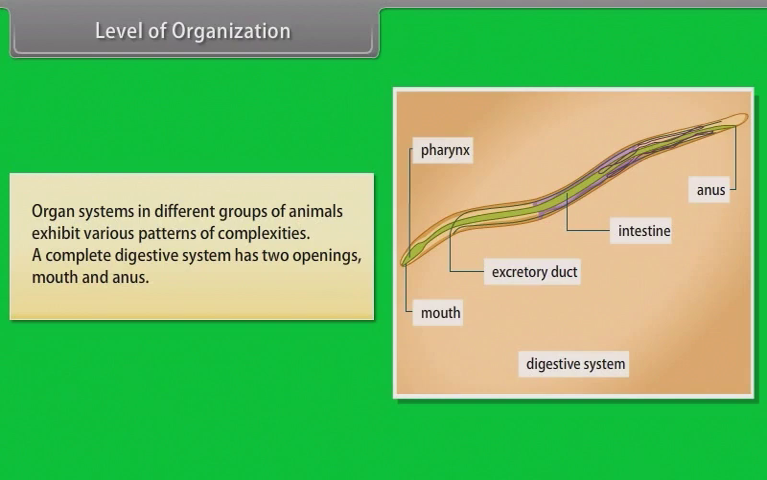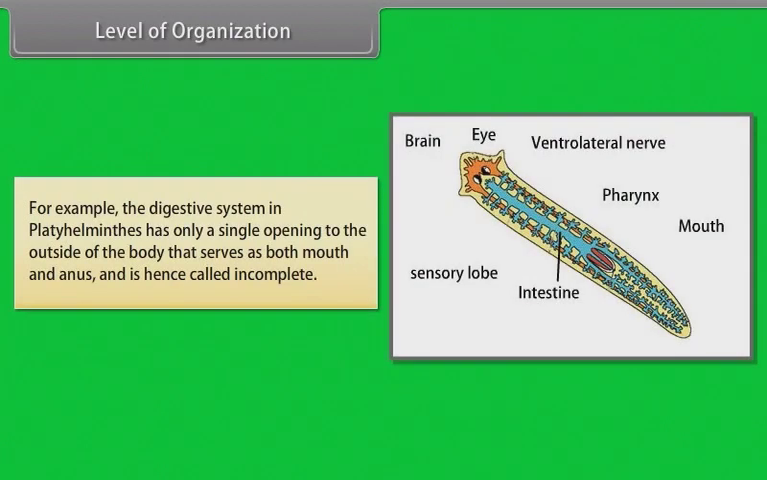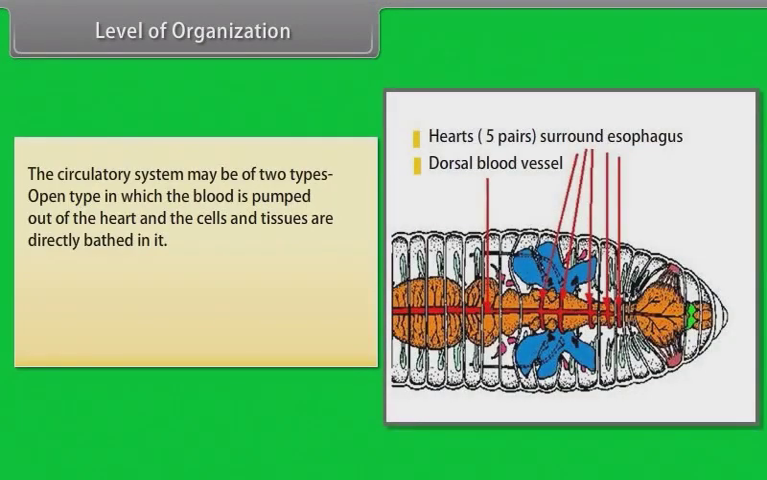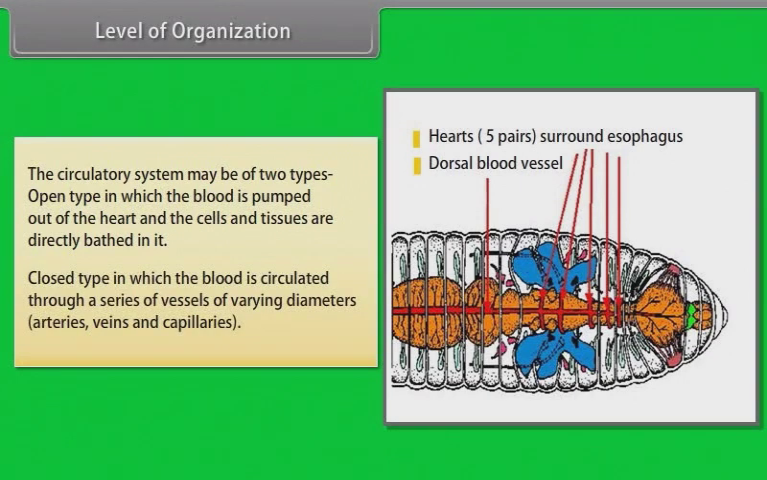A complete digestive system has two openings, mouth and anus. For example, the digestive system in Platyhelminthes has only a single opening to the outside of the body that serves as both mouth and anus and is hence called incomplete. The circulatory system may be of two types: open type, in which the blood is pumped out of the heart and the cells and tissues are directly bathed in it. Closed type, in which the blood is circulated through a series of vessels of varying diameters, that is, arteries, veins, and capillaries.